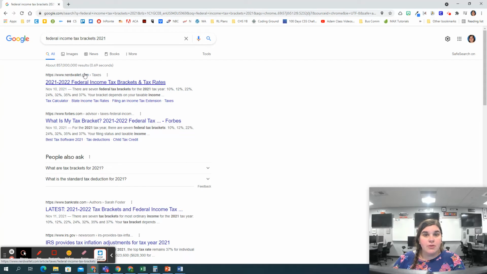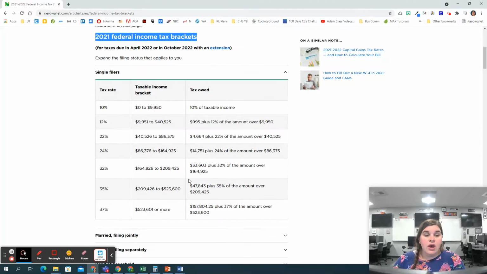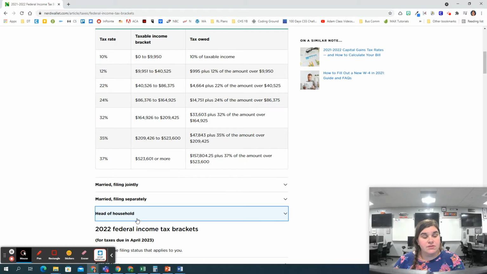If you're in a different year, you'll obviously type the year that you're in. The first two that pop up are usually NerdWallet and Forbes. They're great. I'm going to click on the NerdWallet one, and I'm going to make sure I'm in the correct year as I'm moving through. I'm then going to make sure I'm in the correct version of filing status. So in this case, we are a single filer, which means we're going to stay in this bracket. If you were married filing jointly, married filing separately, or head of household, you would go to those brackets.